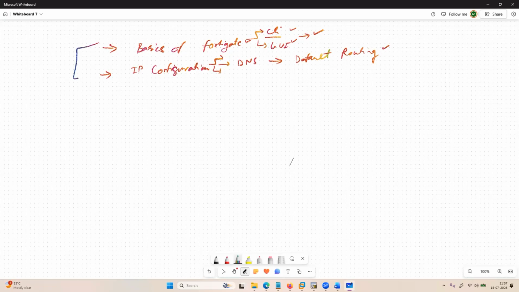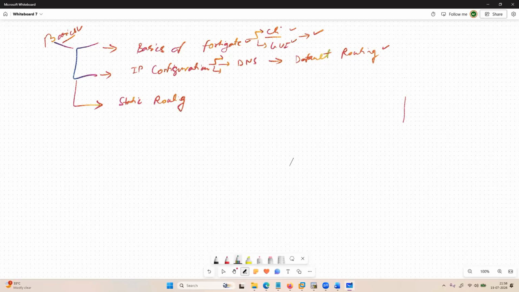Once I'm saying basics, these two parts come into the picture. Once this is done, then we'll be slowly jumping towards static routing. Why I'm saying static routing, let me tell you.